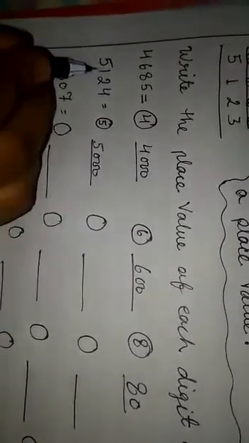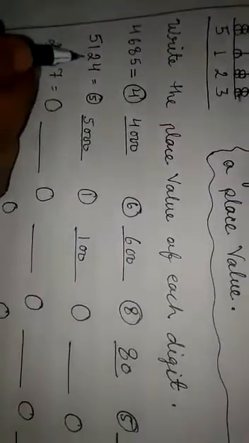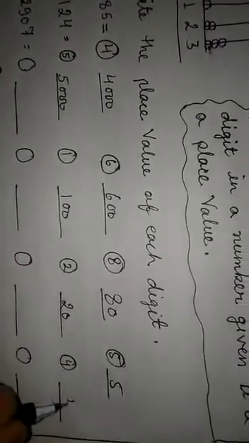Okay. The same as 5124. Here the first digit is 5. Ones, tens, hundreds, thousands. 5000. Next, 1. Tens, hundreds. 100. Okay. 2. Ones and tens, 20. 4 in ones place. So you write only 4.